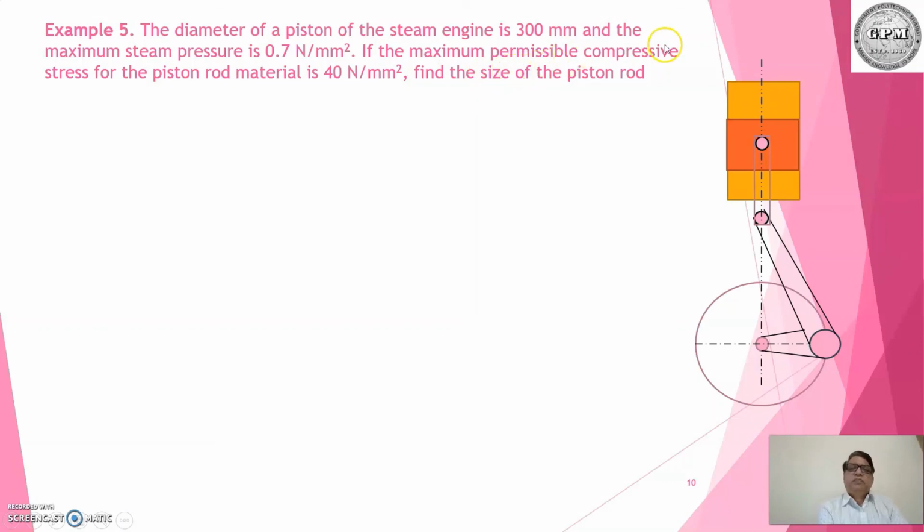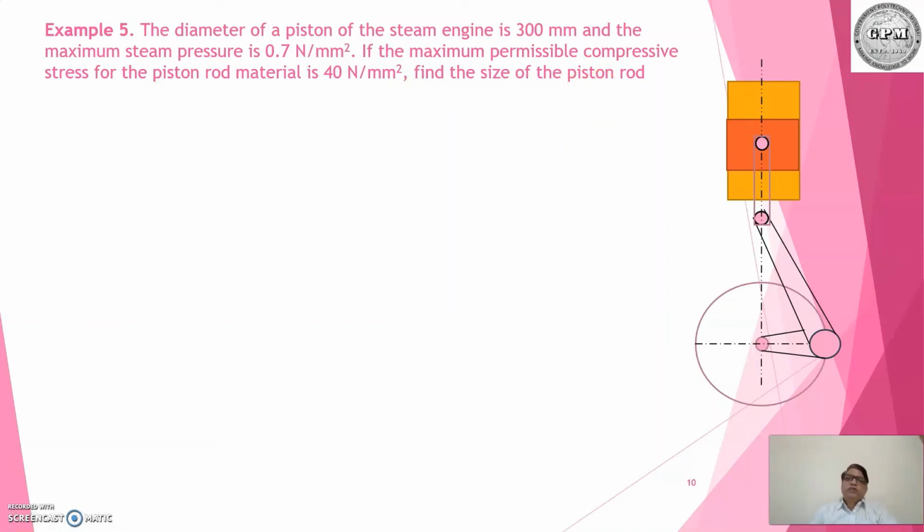And the maximum permissible compressive stress for the piston rod material is 40 Newton per mm square. So where is the piston rod? Here is the connecting rod, this is the crank, and this part is the piston rod. It is in between the guide and the piston. The piston rod material is 40 Newton per mm square. Find the size of the piston rod.